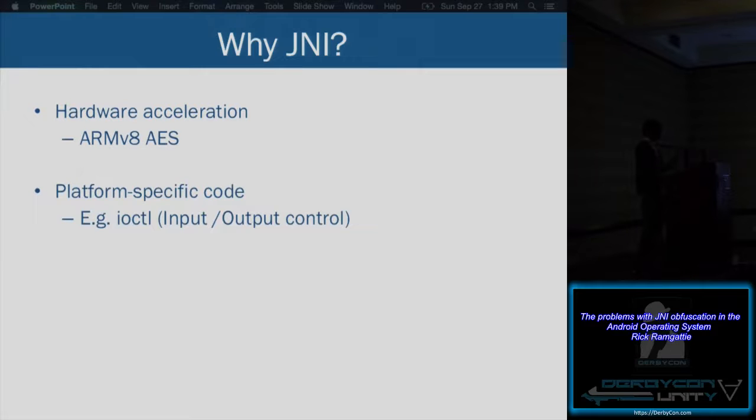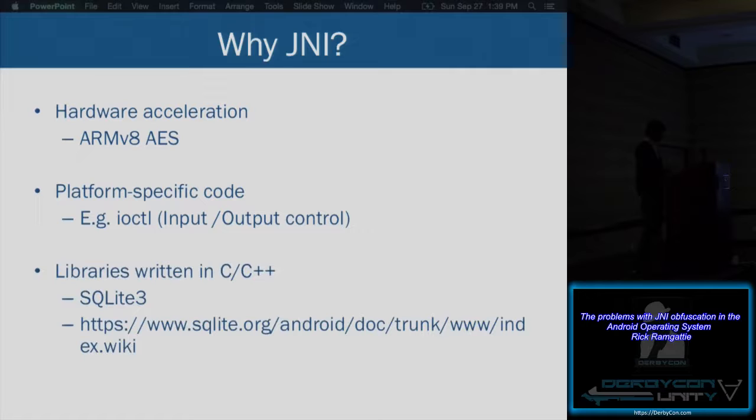Then we have platform-specific code, like I/O control, or input or output control. Java doesn't have an implementation for this. This is only written in native code, so you would have to use native code. And then we have libraries in C or C++. So for example, SQLite 3, a lot of people like SQLite 3. If you're going to use it on Android, you're going to have to use JNI.